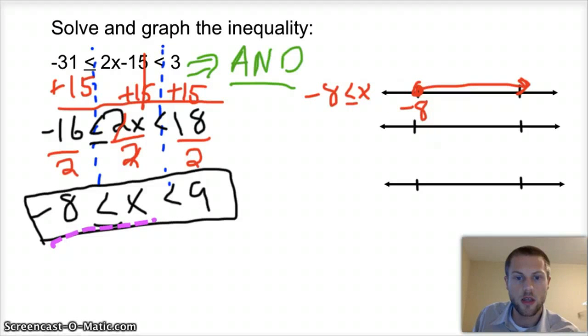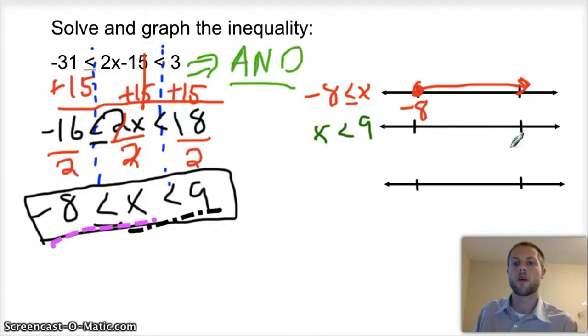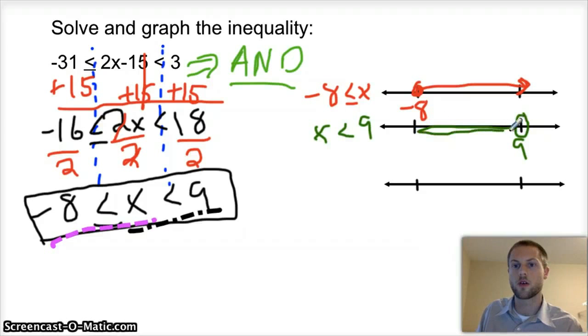The next piece that I'll look at is x is less than 9. So let's put that on the graph. X is less than 9. Here's my 9, and this is going to be an open circle because it's not equal to, and I'm less than, so I'm going to go to the left here.